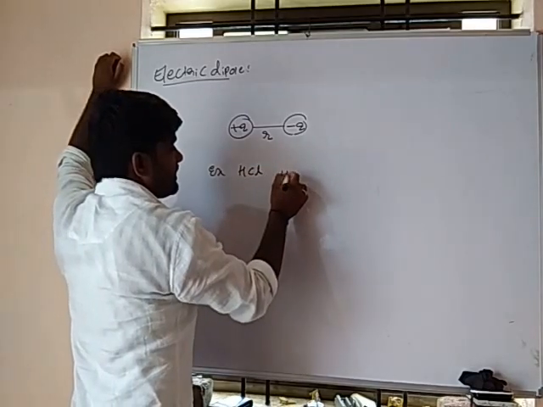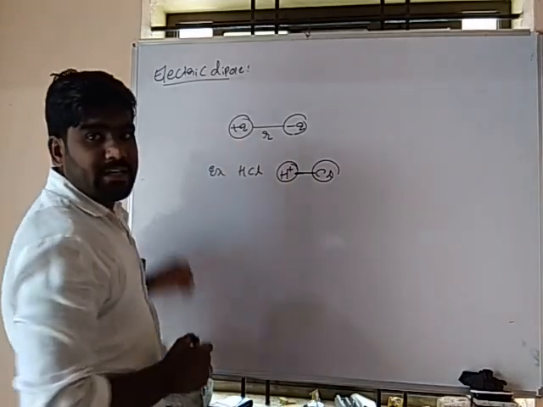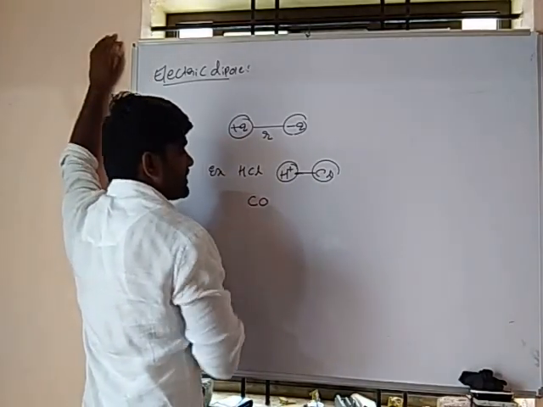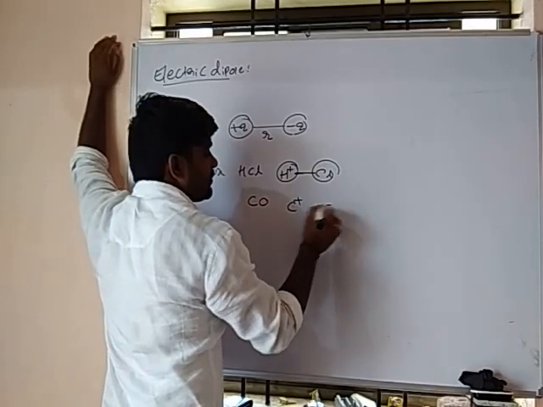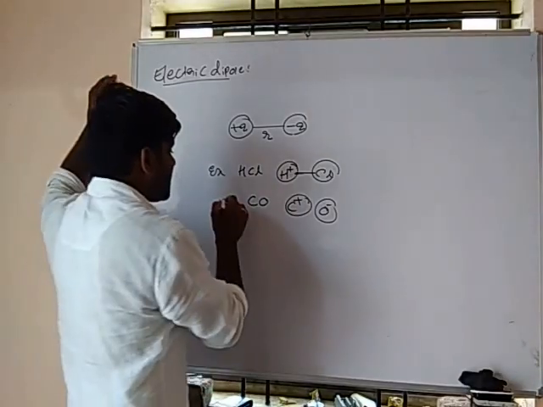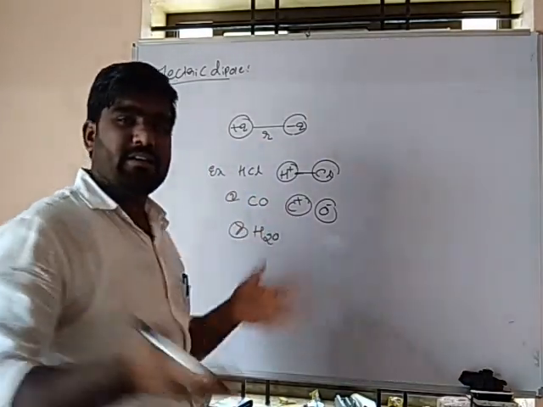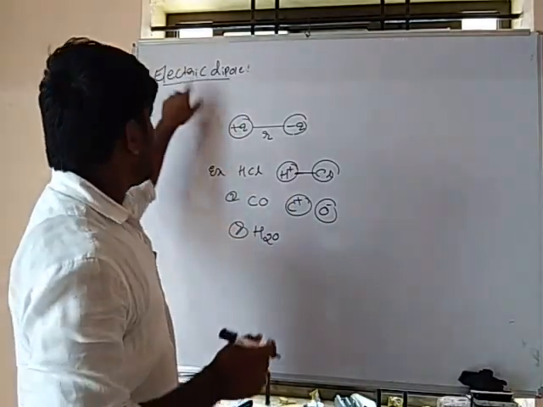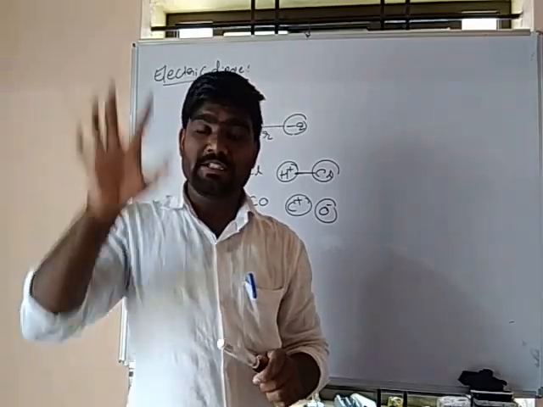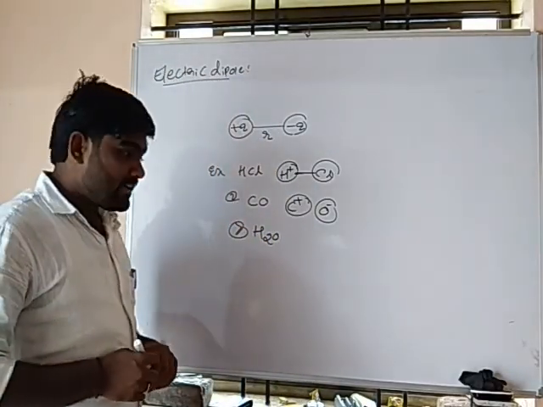HCl. H is a plus ion and Cl is a minus ion. These two are separated by a certain distance. Next, let us take CO. C is plus, O is negative, separated by some distance. Similarly, example number 3, H2O you can take. So many examples are there. Okay. What is electric dipole? Electric dipole is a pair of equal and opposite charges separated by a distance.